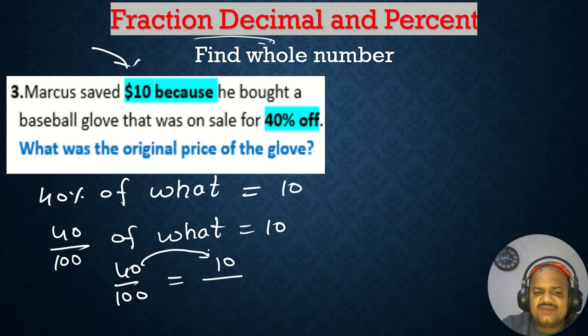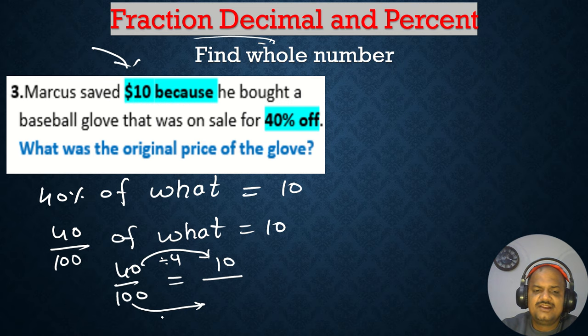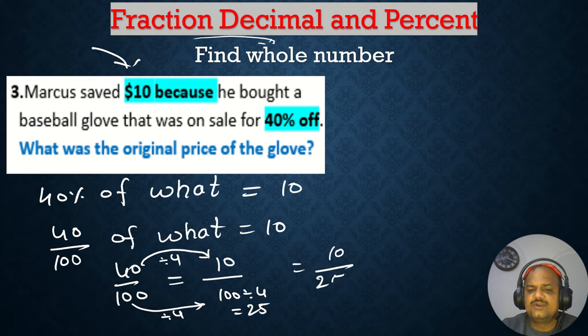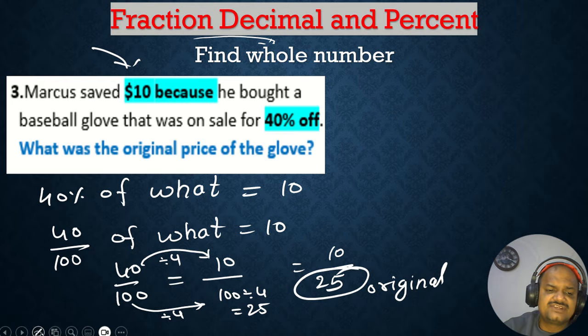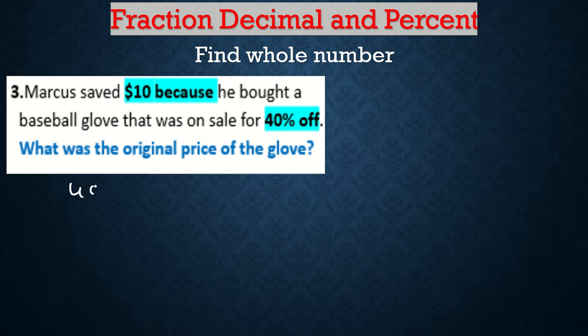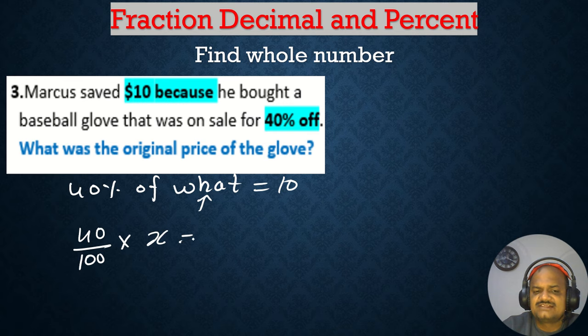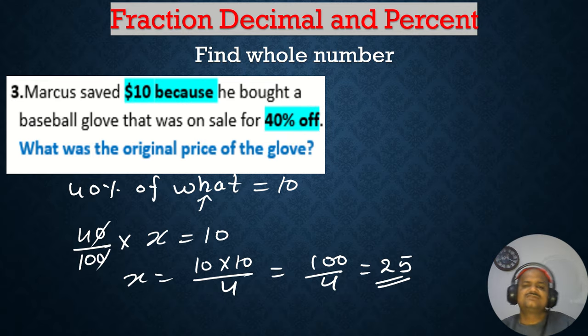How will you do this? You see, you have to get 10 from 40. So what you will do? You will divide by 4. Yes, 40 divided by 4 is 10. So same here you will divide 100 divided by 4. 100 divided by 4 will be equal to 25. So this is the original price of the gloves. Okay. Now another way to solve this question, I will tell you one more method. 40% of what is 10? So what we don't know, just take it as x. So 40 over 100 of means times x equal to 10. Simplify this. This 0 cancelled. So x is equal to 10 times 10 over 4, means 100 divided by 4 is equal to 25. Okay. Like this also you can do the question.